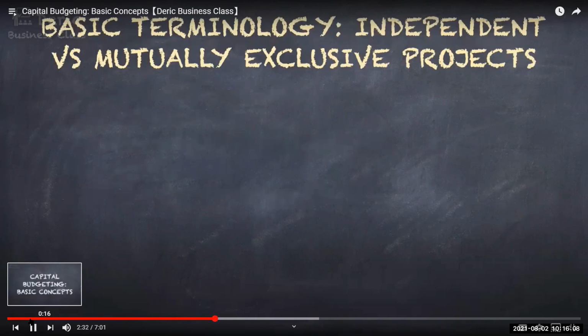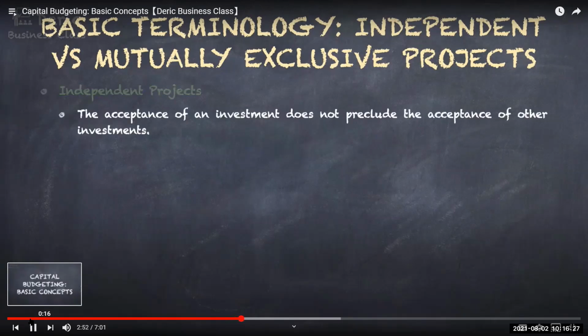Before showing you the calculation part, there are some basic concepts we have to explain first. The first one is to differentiate the basic terminology, independent projects versus mutually exclusive projects. We have 2 types of projects. The first one is independent projects. Independent projects mean the acceptance of an investment does not preclude the acceptance of other investments.